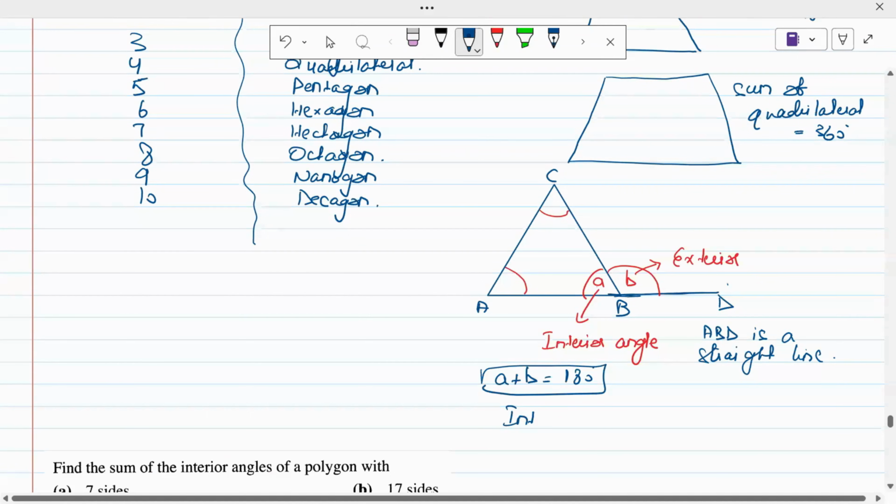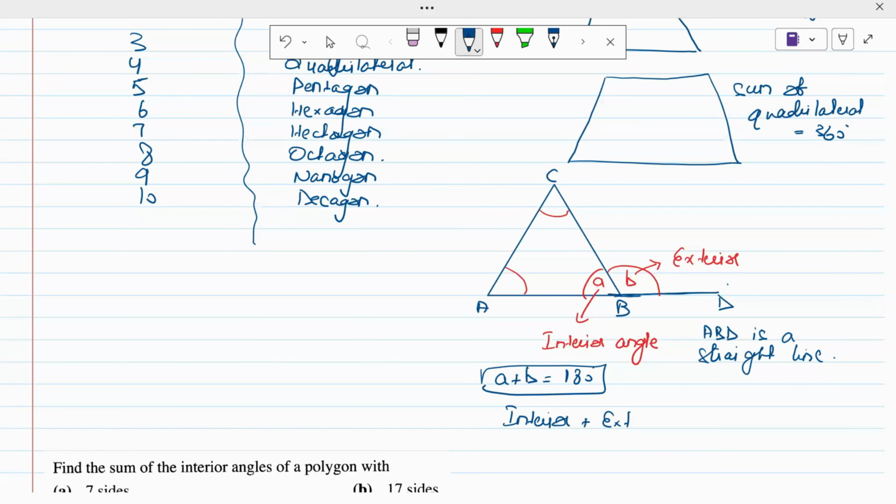Interior plus exterior is equal to 180 degrees. That's the first property to be remembered about polygons. We should know the difference between interior and exterior.